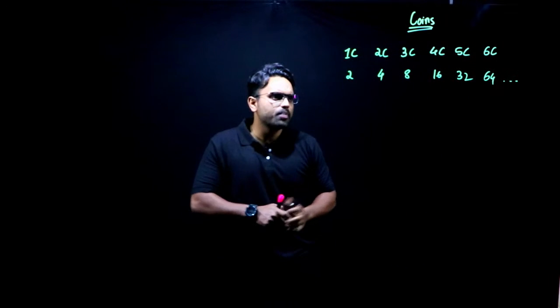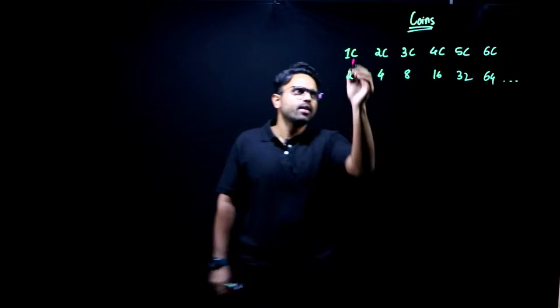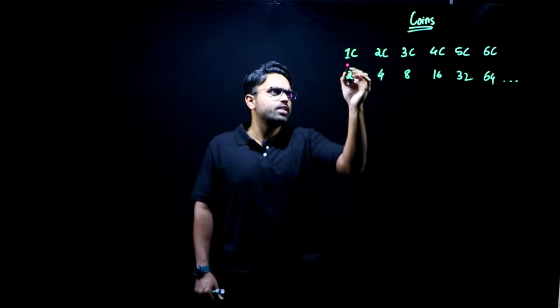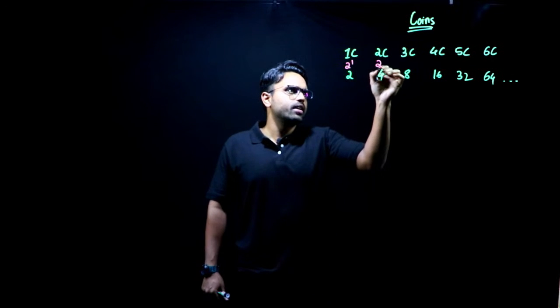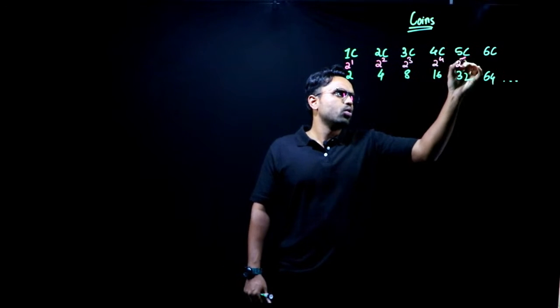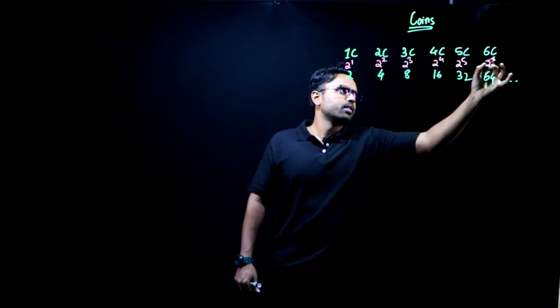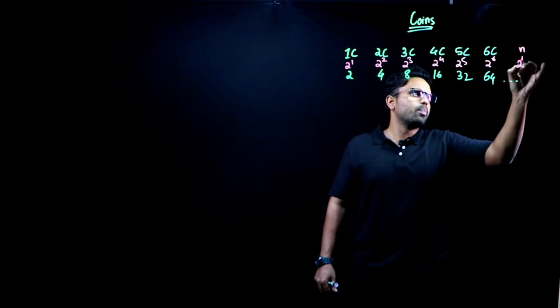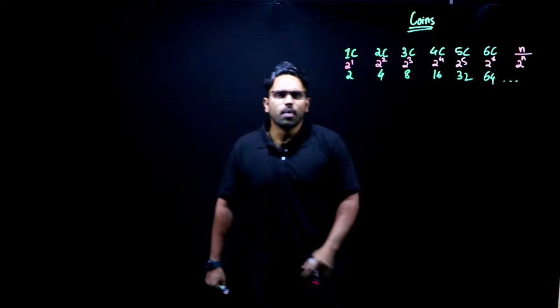If you observe carefully, what is happening? The number of cases for the number of coins is 2 power 1 here, 2 power 2 here, 2 power 3 here, 2 power 4, 2 power 5, 2 power 6. So, for n number of coins, what will be the number of cases? 2 power n.